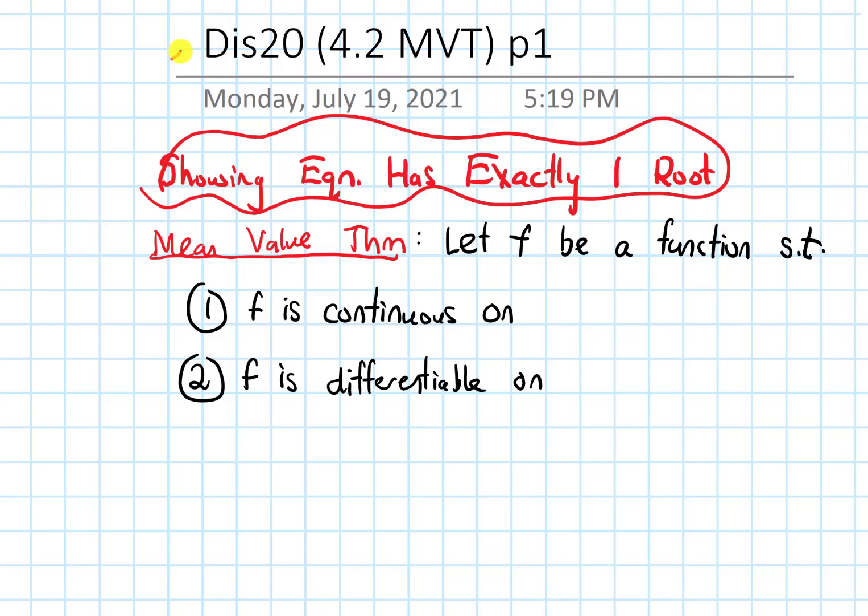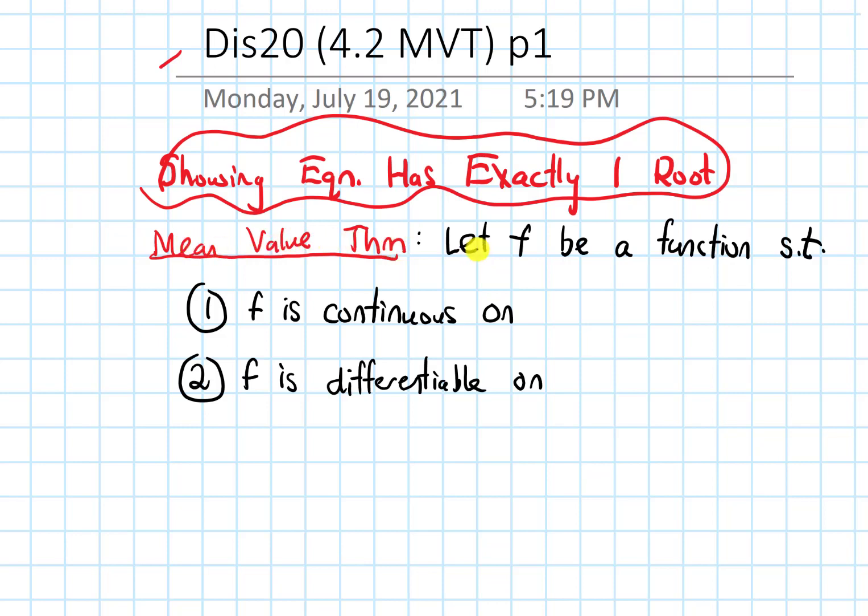Welcome to discussion 20. In today's discussion, we'll focus on section 4.2 on the mean value theorem, or MVT. And in this video specifically, we'll do a practice problem where we show an equation has exactly one root. So let's begin by recalling the mean value theorem.